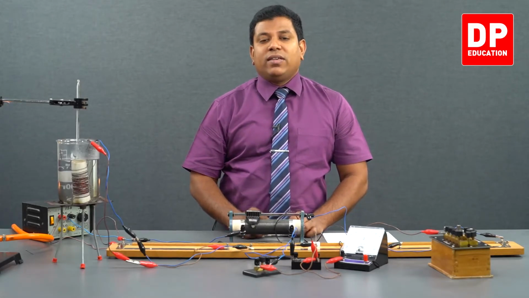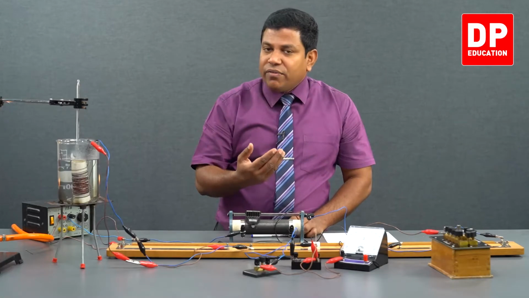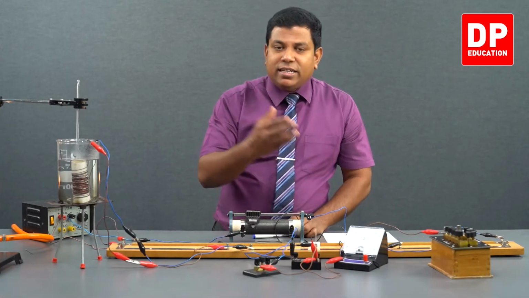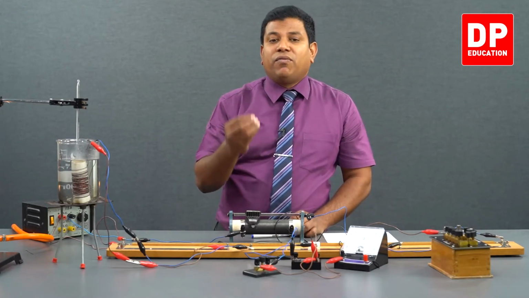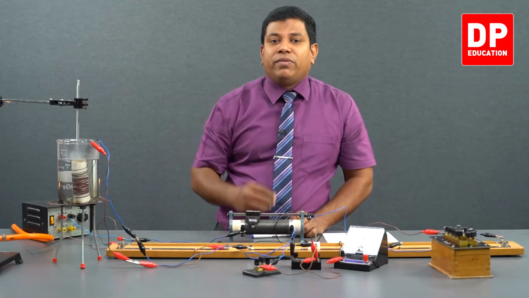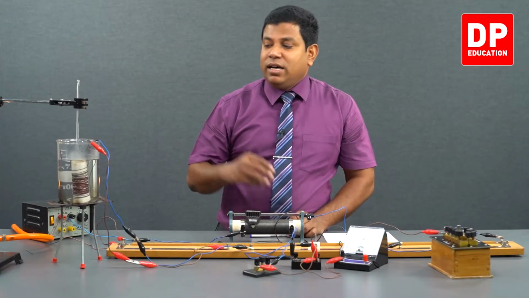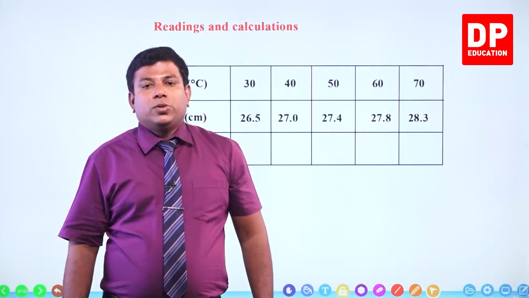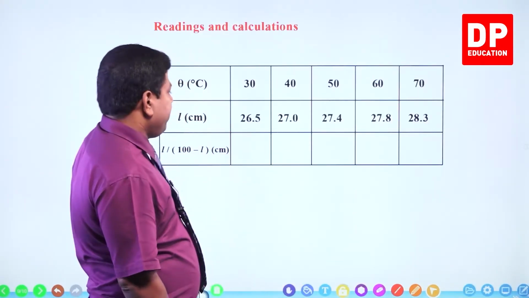What we can do now, as I mentioned earlier, we can draw the graph. On the graph, we can find the gradient, intercept. Using those two, we can find the temperature coefficient of this copper coil. Students, you can see the readings. I have put it in the table here.